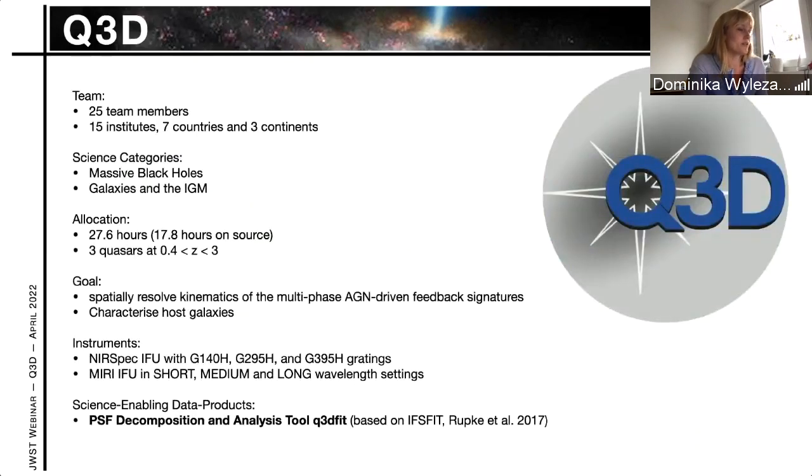The Q3D team was awarded almost 30 hours with NIRSpec and MIRI to observe 3 distant quasars between redshift 0.4 and 3, with the goal to spatially resolve the kinematics and the gas phases of the multi-phase AGN-driven wind, potentially AGN-driven outflows, in addition to host galaxy parameters, to really understand the interplay between what the AGN, what the quasar does to the host galaxies in these particular poster-child cases.